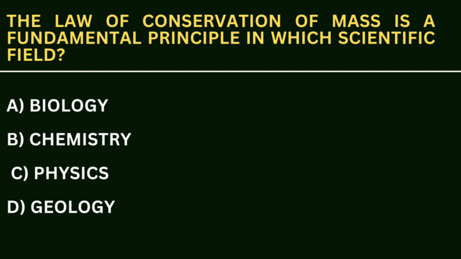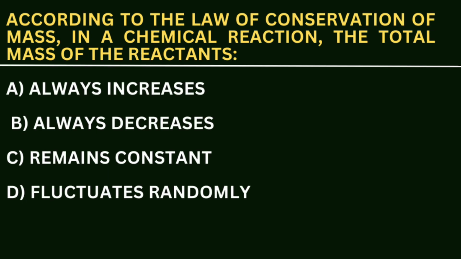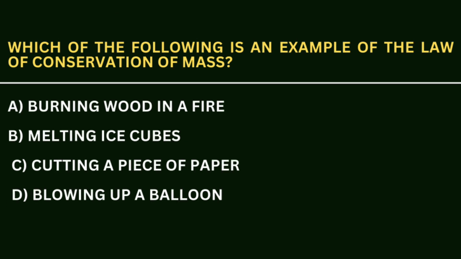Option B, chemistry. According to the law of conservation of mass, in a chemical reaction, the total mass of the reactants. Option C, remains constant. Which of the following is an example of the law of conservation of mass? Option A, burning wood in a fire.